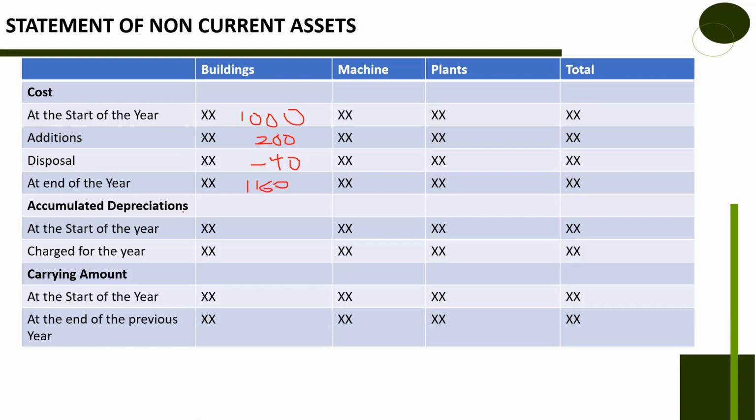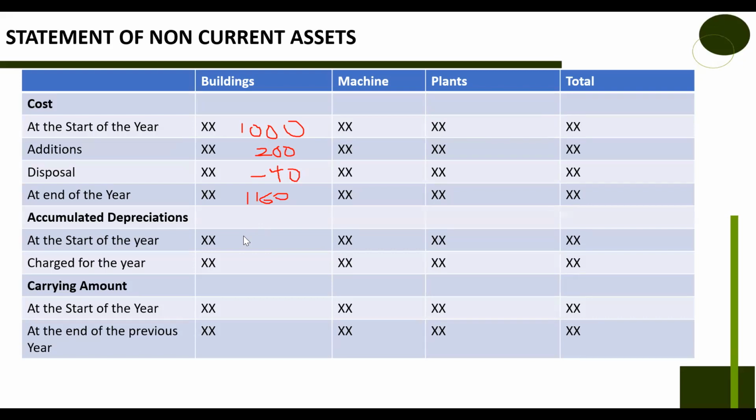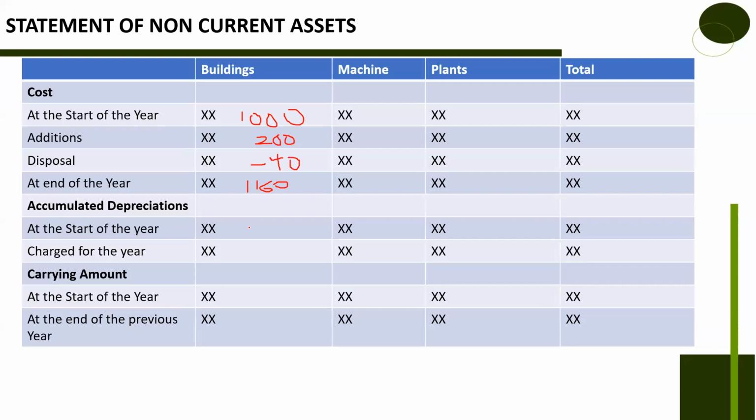Right? Then you look at the accumulated depreciation. The total accumulated depreciation that I have incurred all this while that I have been depreciating my assets is 400,000. So at the start of the year, you write down one. How much did you charge for the year? You put down one. At the end of the year, what's your total depreciation? Do you understand now?